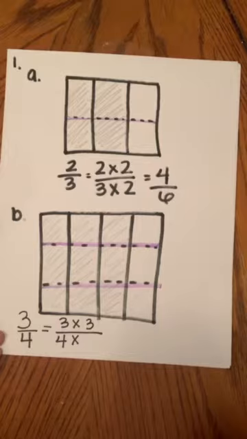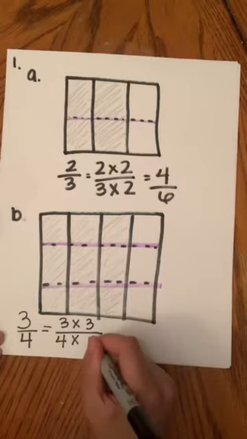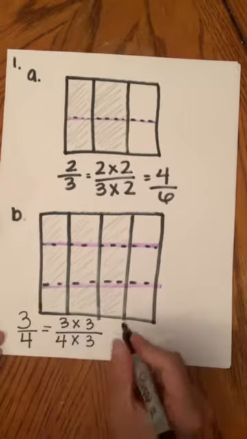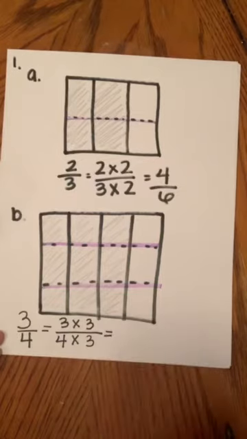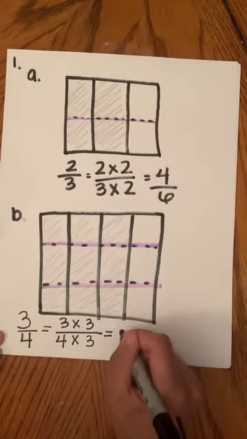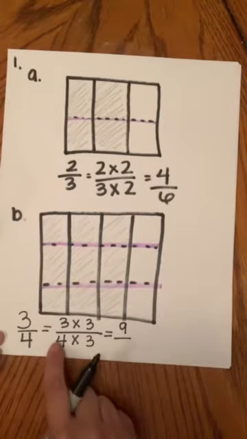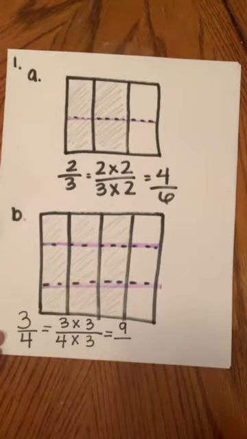And remember, if I multiply it to the top, yep, you're right, I have to multiply it to the bottom. 3 times 3 now, I know is 9, right? And 4 times 3 is 12.